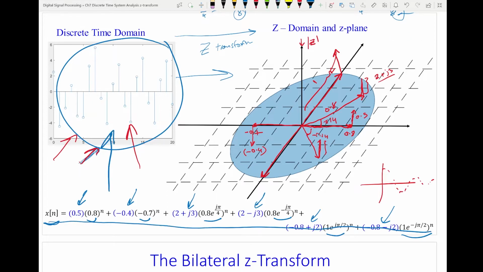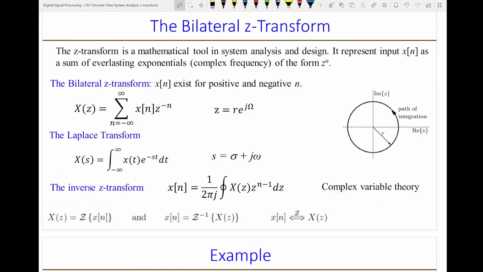Now that we visualize the relationship between the signal in the time domain and the signal in the Z domain, let's find the mathematical expression that converts a signal in the time domain, x of n, to a signal in the Z domain, x of z. First, the bilateral Z transform means x of n will have values for positive and negative n. When we say unilateral signal, that means x of n will have values only for positive n. So a signal will exist only in this time domain.